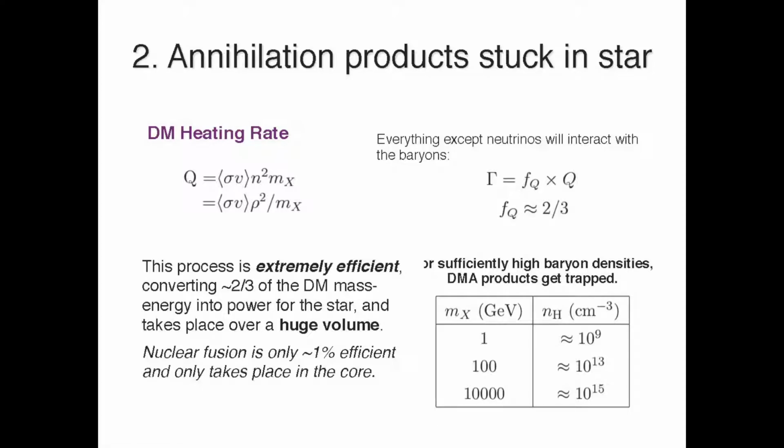Okay, so if you want to calculate the actual heating rate, you have to multiply the energy that you get out of each annihilation times that fraction. And the other thing is, if the cloud of baryons is very fluffy, not all of the annihilation products are going to get stuck either.